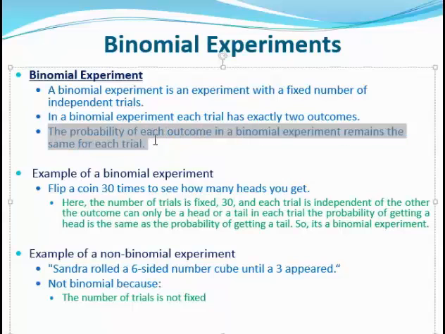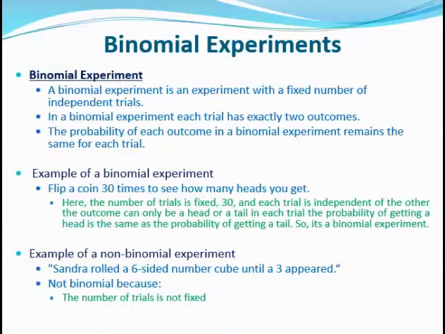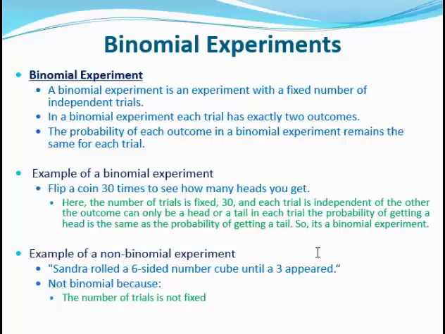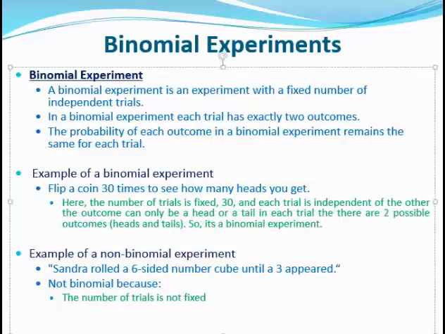The probability of each outcome in a binomial experiment remains the same for each trial. In other words, one trial, one part of the experiment does not impact any of the others. Some examples of a binomial experiment: flip a coin 30 times and see how many heads you get. The number of trials is fixed because you have 30. Each trial is independent of the other. Again, just because you flip a heads first doesn't mean you're any more likely to flip a heads second or a tails second. There's a precise number of trials there, and there are exactly two outcomes to each trial. In this case, there are two possible outcomes, heads and tails, therefore it's a binomial experiment.